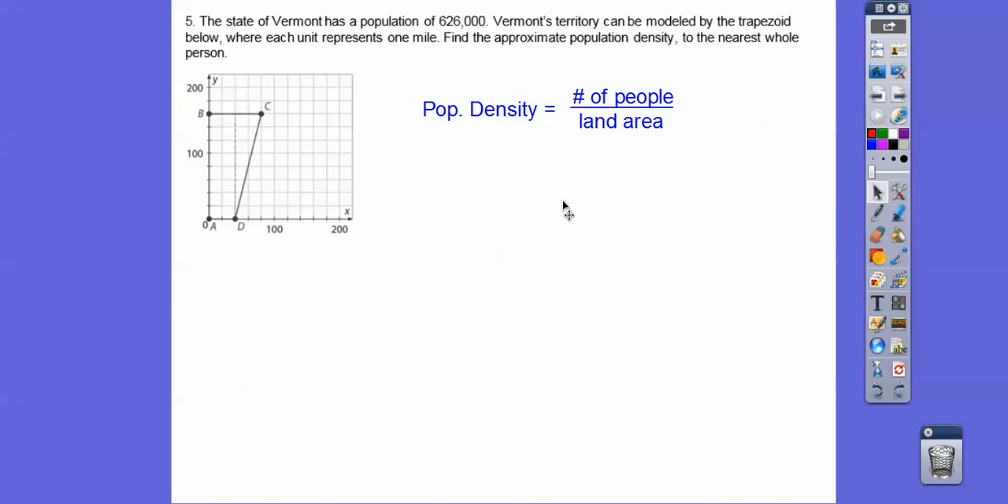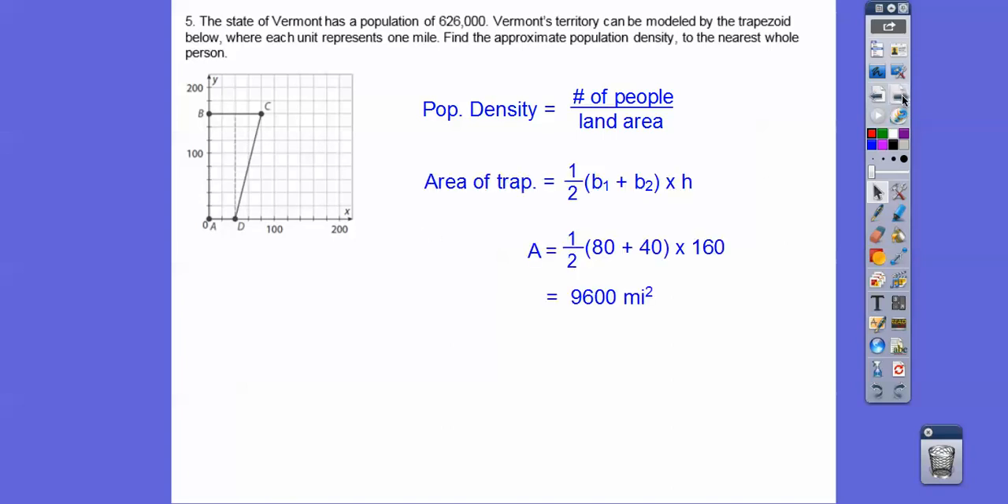So 1/2 base 1 plus base 2 times the height. And it looks like they're going by 20. So 20, 40, 20, 40, 60, 80. And this is 160 right there, the height. So if you plug that in, you're going to get that. And then when we find the population density, we get about 65 people per square mile.